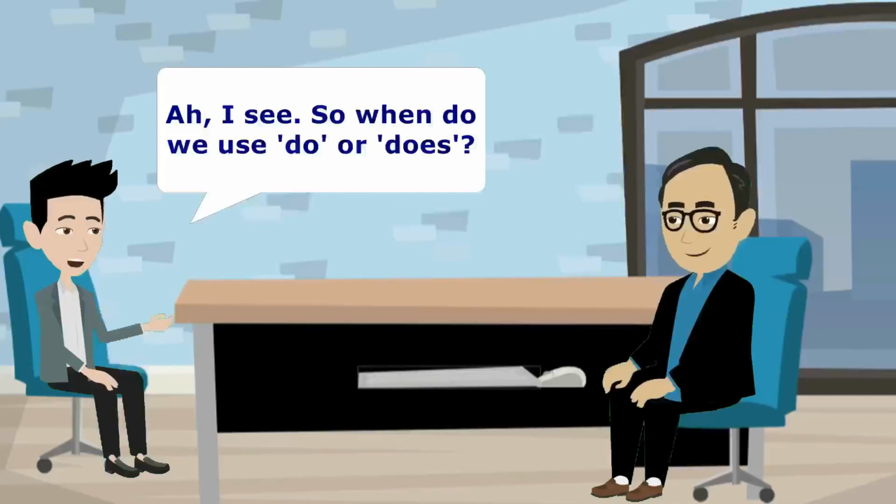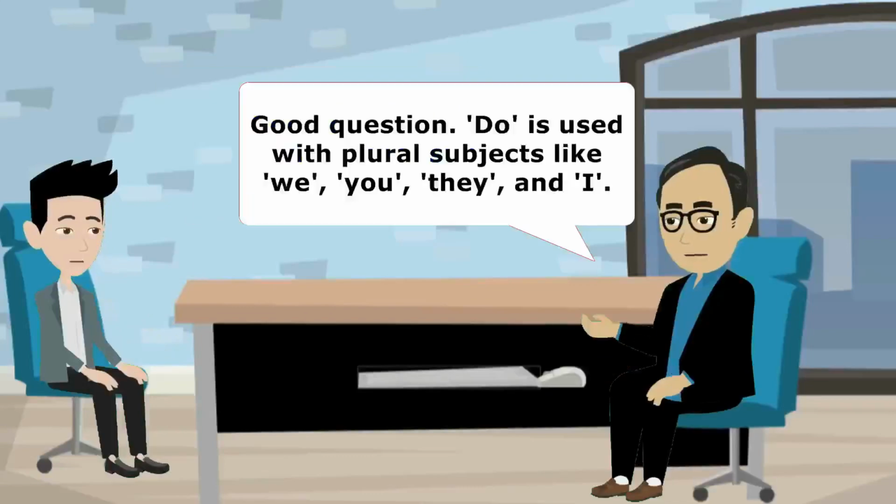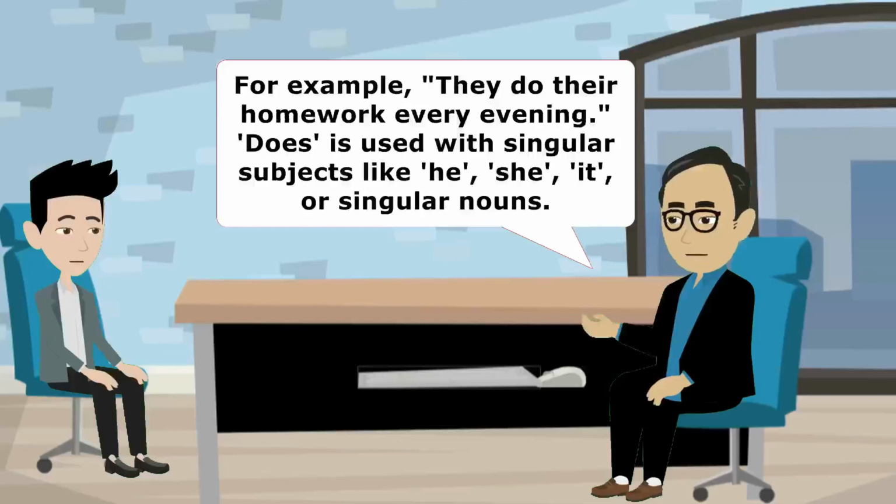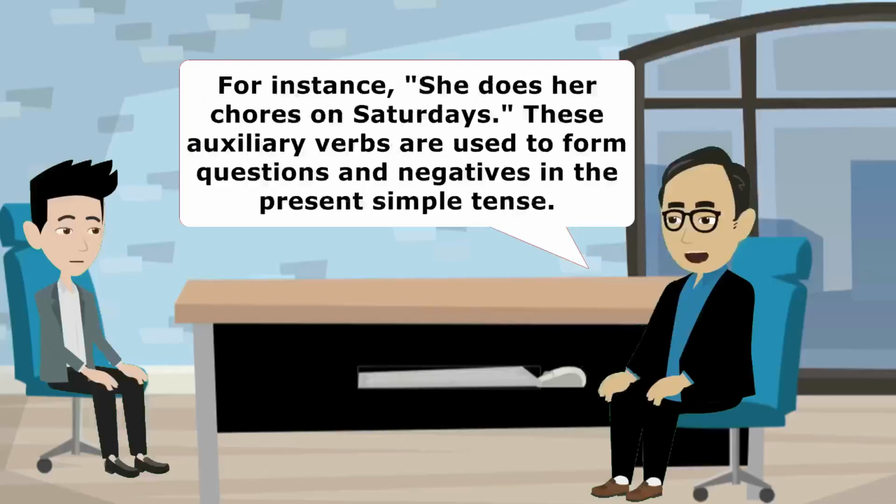I see. So when do we use do or does? Good question. Do is used with plural subjects like we, you, they, and I. For example, they do their homework every evening. Does is used with singular subjects like he, she, it, or singular nouns. For instance, she does her chores on Saturdays.